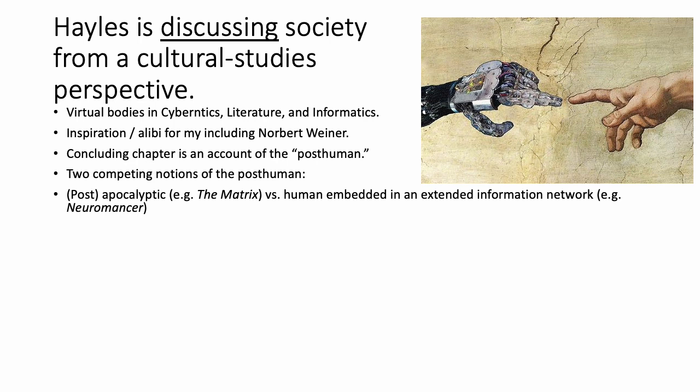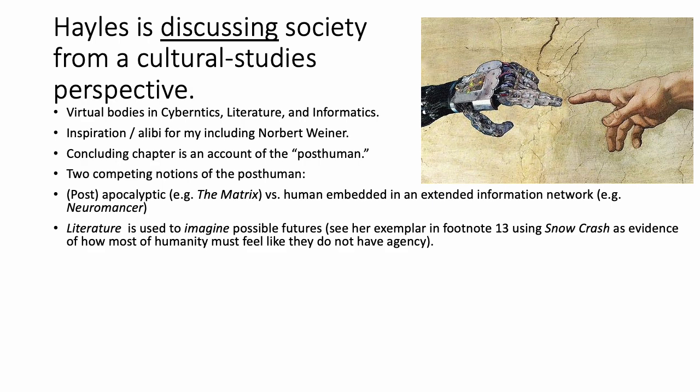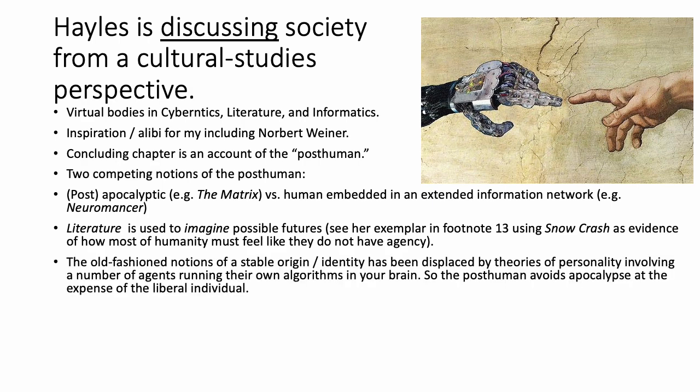that embracing the post-human possibilities is done primarily by going along with the algorithms. So literature is used to imagine possible futures. She does problematize the old-fashioned notion of stable origin and identity, and having it being displaced by theories of personality involving a number of agents running their own algorithms in your brain.